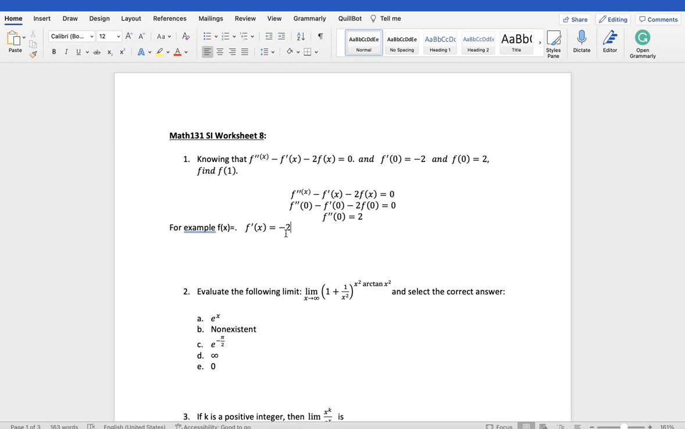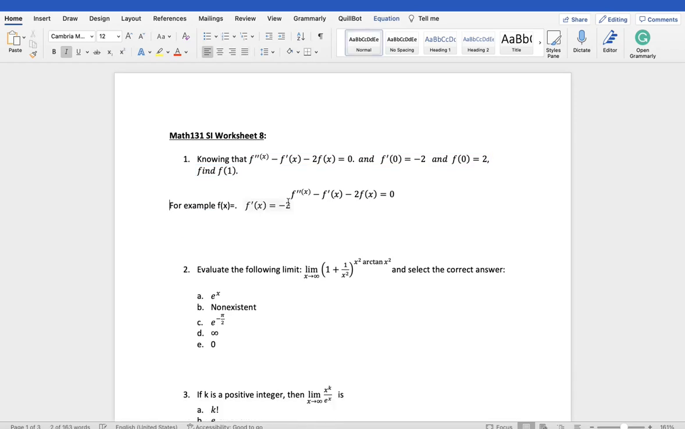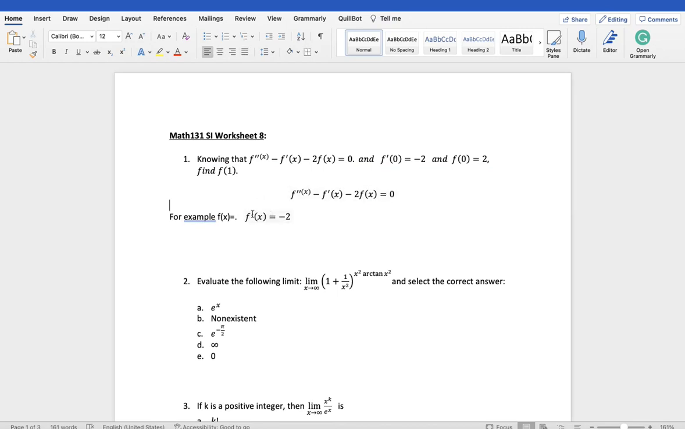difficult. We have that the second derivative of f of x minus the first derivative of f of x minus 2 times f of x is equal to 0. And we're given that the first derivative at 0 of f of x is equal to minus 2, as well as the value of f of x at 0 is equal to 2, right? And we are asked to find what's the value of f of 1. So now one of the ways you can go about solving this, right? One of the ways you can go about solving this is by letting, right?